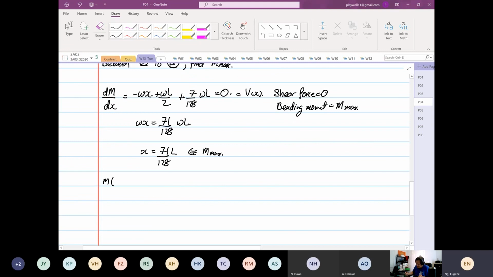Okay. So Mmax is by the method of substitution. I will not do it in detail. You just have to trust me. Substituting 71 over 128 L, it will be equal to 945 over 32768 omega L squared. So this will be equal to 0.0288 omega L squared.